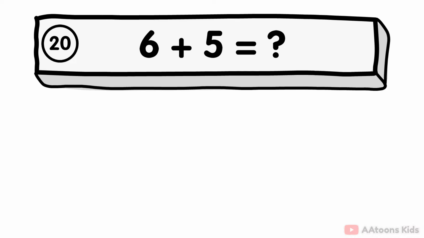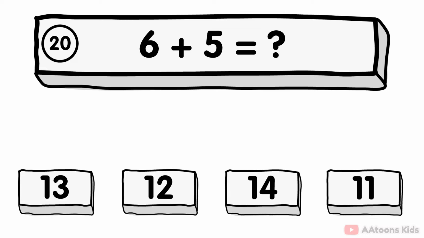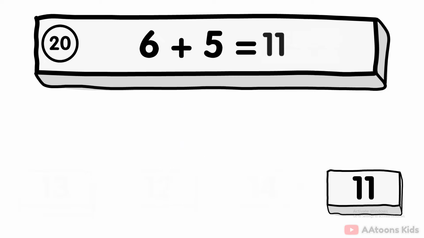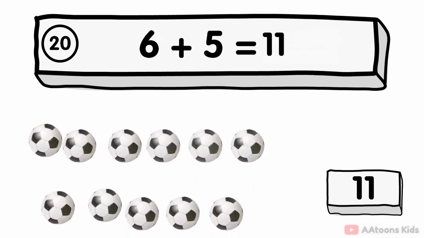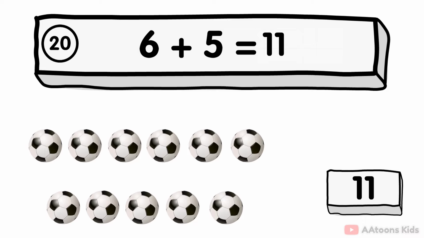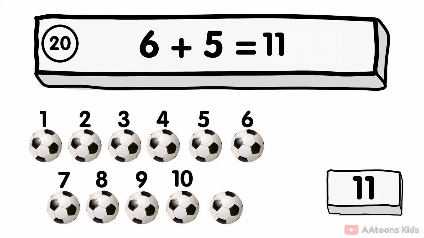6 plus 5 is equal to 11. Let's take 6 balls and 5 balls. Now count together. 1, 2, 3, 4, 5, 6, 7, 8, 9, 10, 11.